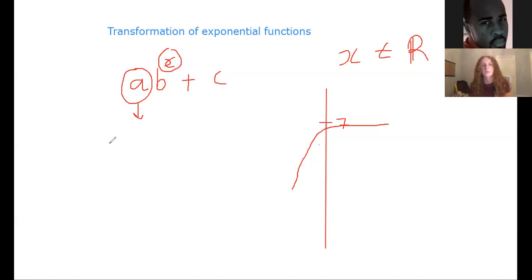So we're going to look at transformation of the exponential function. Like every other function, the general form is the same. If I can rewrite this standard exponential function, f of x equal to that, I can literally rewrite it into this form.